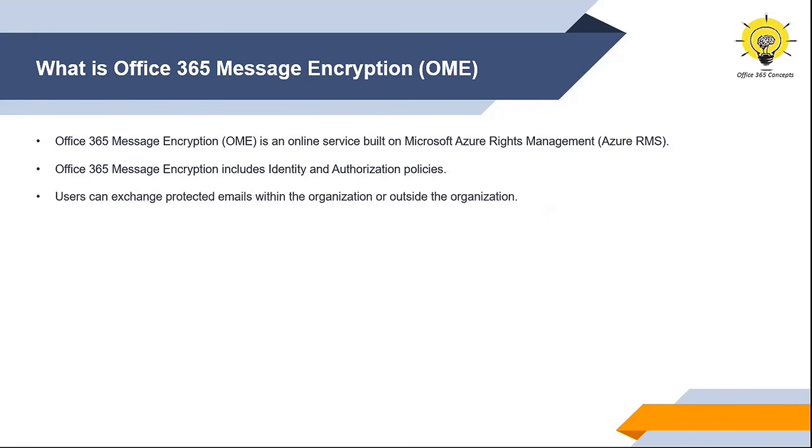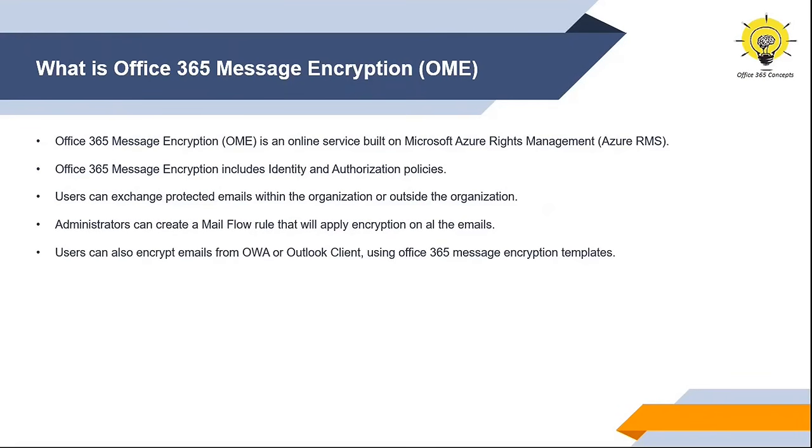Users can exchange protected emails within the organization or outside the organization as well. They can send encrypted emails to external Office 365 organizations or to the organizations that are using Gmail, Yahoo, or Outlook.com or any other email services. Administrators can create a Mailflow rule to apply encryption on all the emails or on the basis of conditions that are specified within the Mailflow rules. Users can also encrypt emails from OWA or Outlook client, and they can use Office 365 message encryption templates.